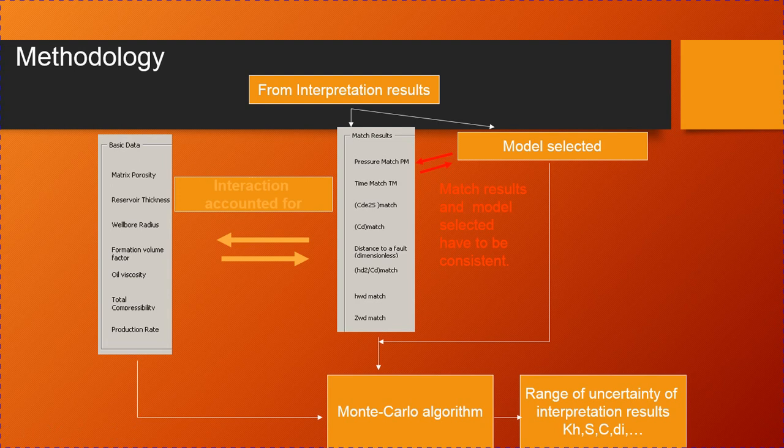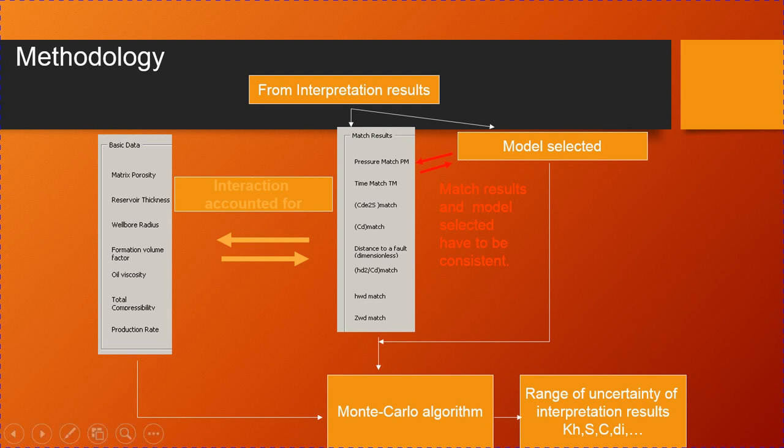So among them you can see typical dimensionless match parameters like PM, TM, CD exponential to S, etcetera and so forth. You also see dimensionless match parameters that are linked to the geometry of the well, like HWD, ZWD, and some specific to double porosity, for instance, or double permeability.